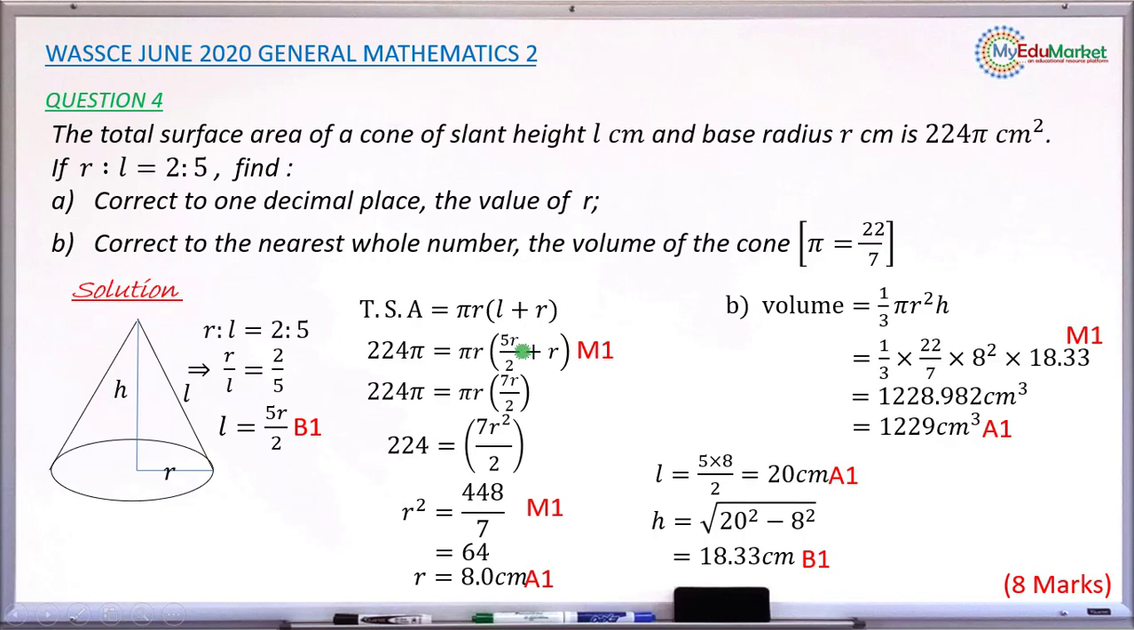Substituting that L with 5R all over 2 correctly in the formula for total surface area, you have this method 1 mark. When you make R square the subject of the formula, you have R square equals 448 all over 7, in an attempt to get your R, you have this method 1 mark. And when you have your R exactly as 8.0 centimeter, you have this accuracy 1 mark. Writing just R equals 8 centimeter, you may not have this accuracy 1 mark because the question asked you to write your answer to one decimal place. So even if it is 0, there must be a digit in the first place after the decimal point.